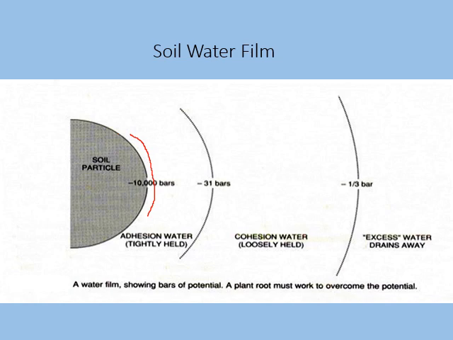So basically, adhesion water is not available to plants. They cannot access that. The only way we can remove that is by putting soil into an oven and drying it at a high temperature to remove that water.